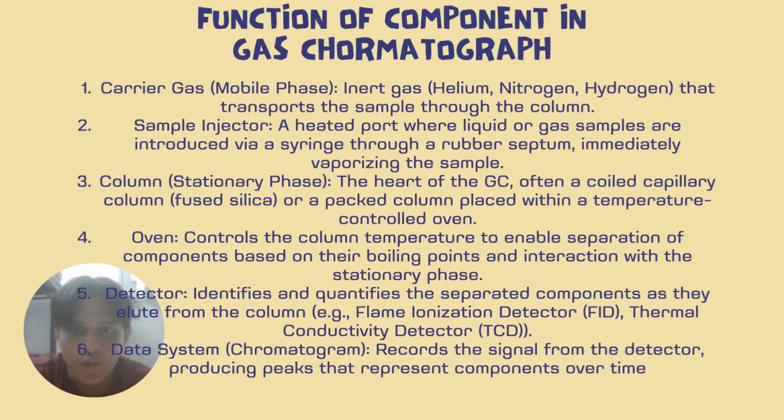Next, the oven. The oven controls the column temperature to enable separation of components based on their boiling points and interaction with the stationary phase. Next, the detector identifies and quantifies the separated components as they emerge from the column, for example, flame ionization detector (FID) and thermal conductivity detector (TCD). And lastly, the data system, the chromatogram, records the signal from the detector, producing peaks that represent components over time.